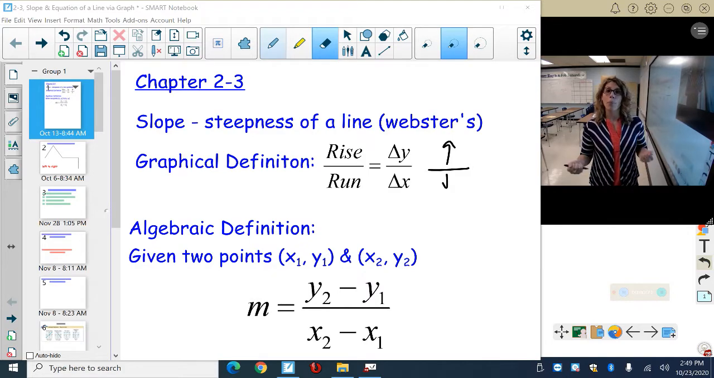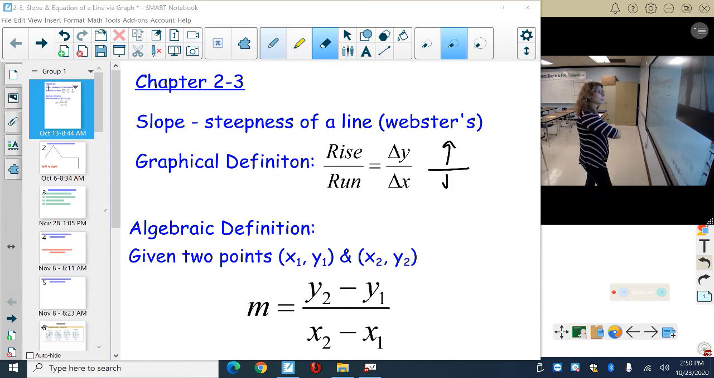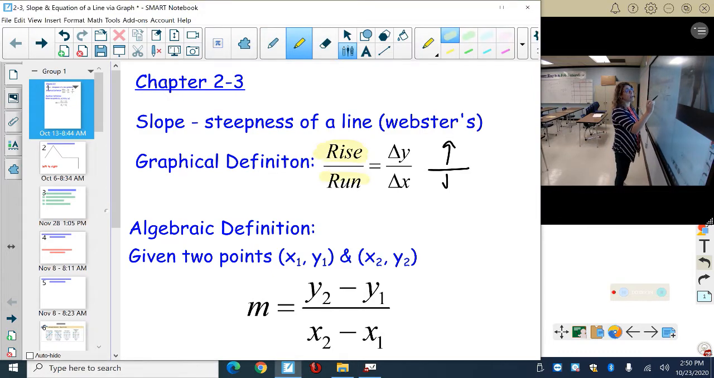If you were to open up Webster's dictionary, the very first thing that you would notice is that the slope is going to be called the slant of a line. It is the steepness or the slant of a line. Now, graphically speaking, it is rise over run. Your rise is your y value, meaning up and down, and your run is your x value, meaning left and right. Sorry about that.